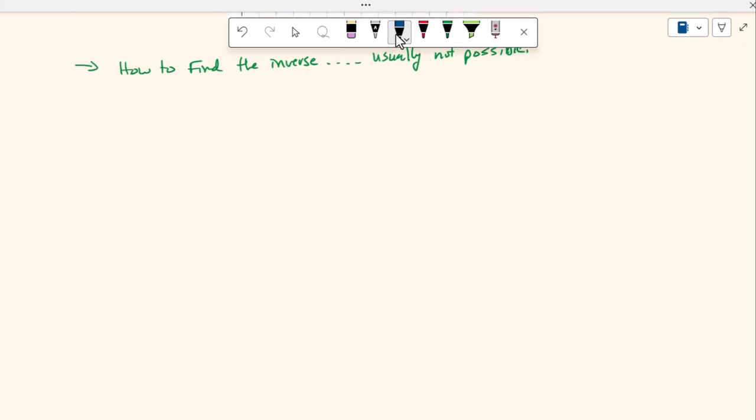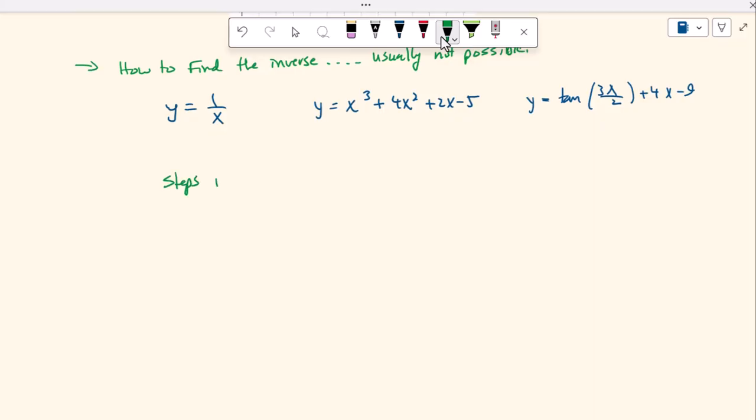So when we talk about finding the inverse, let's look at a graph like y equal 1 over x. I can find the inverse. And we'll go through why when I put enough of these up here. Let's look at y equal x cubed plus 4x squared plus 2x minus 5. Can't find the inverse there. Let's look at y equal tan 3x over 2 plus 4x minus 9. Now let's look at the steps for finding an inverse, and then you will see why we can go back up here and say yes, no, no to these. So let's look at the steps for finding an inverse.